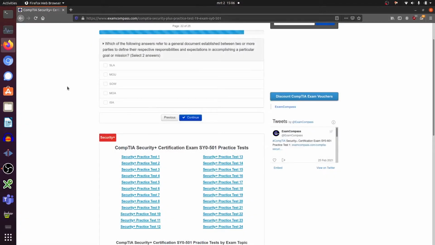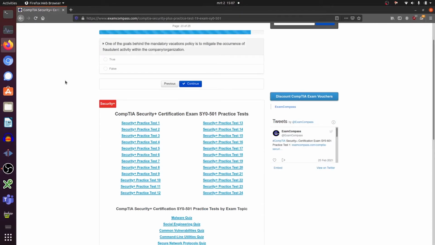Which of the following answers refer to a general document established between 2 or more parties to define their respective responsibilities and expectations in accomplishing a particular goal or mission? Goal or mission. Remember the M for mission. An MOU and an MOA.